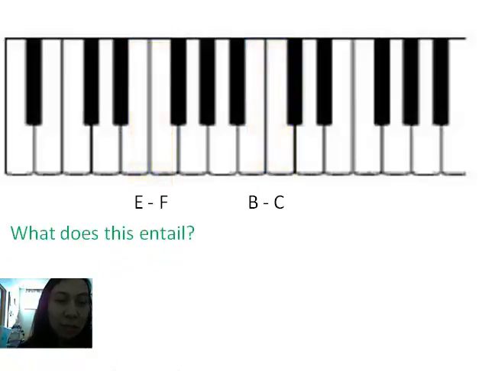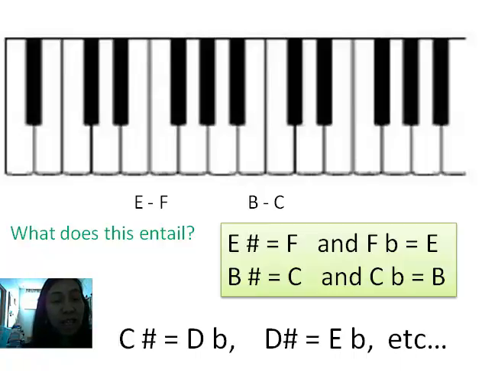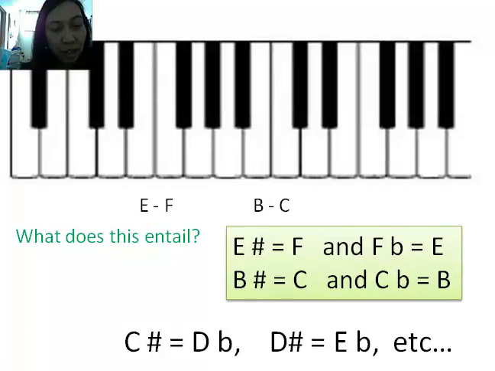What does this entail? What does it mean? So whenever there's a note that is given for you and the question is to find the enharmonic note, if one of the notes is E, F, B, or C, be careful because there are no black keys in between them. E sharp equals F, F flat equals E, B sharp equals C, and C flat equals B. Otherwise, you can follow the other rule that the enharmonic note is simply an alphabet letter above or below with a switch of the sign.